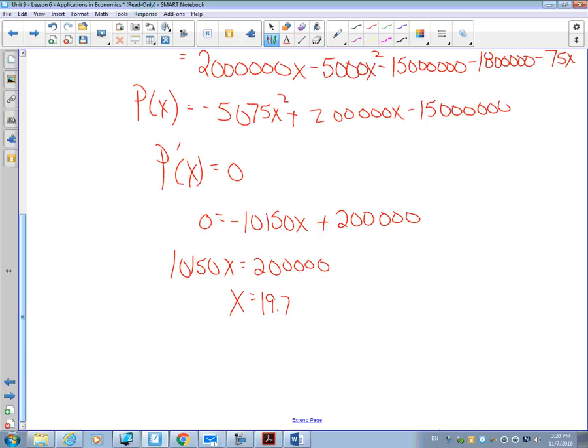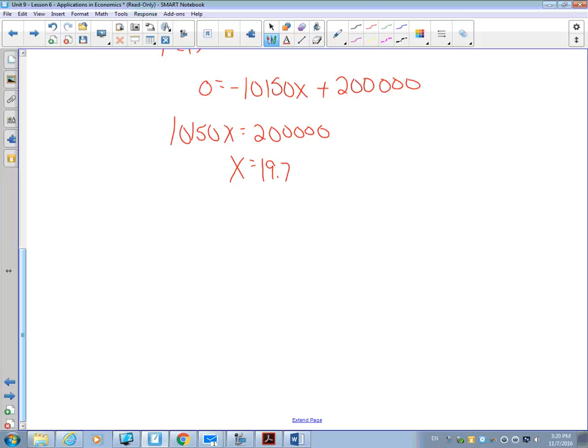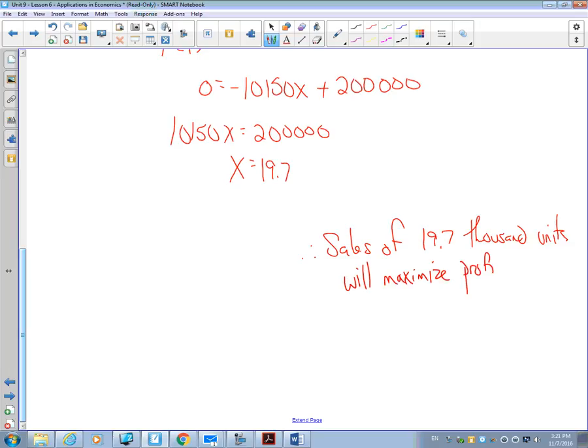Remember, x was x thousands of units, right? So we actually sell 19.7 thousand units. So sales of 19.7 thousand units will maximize profits.